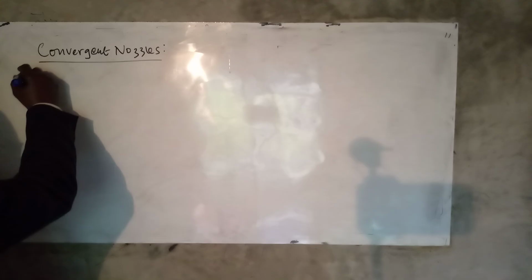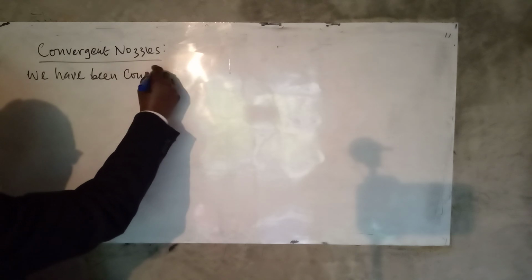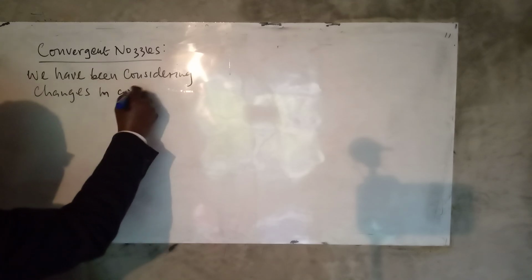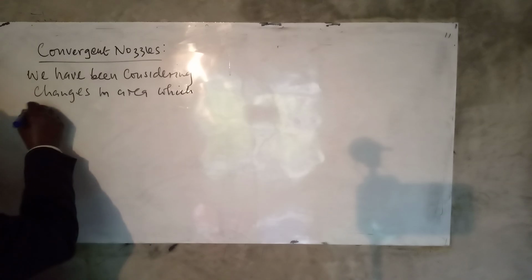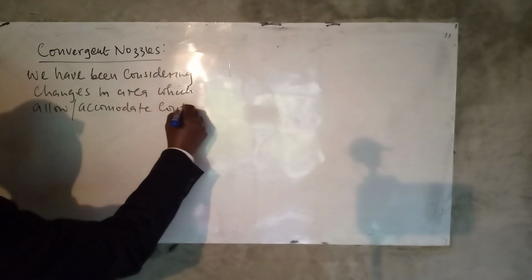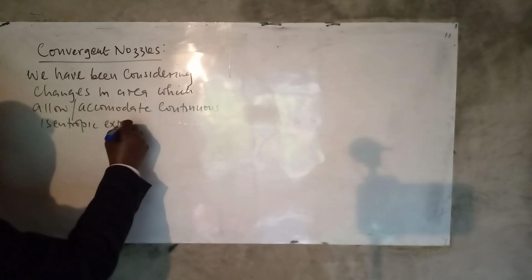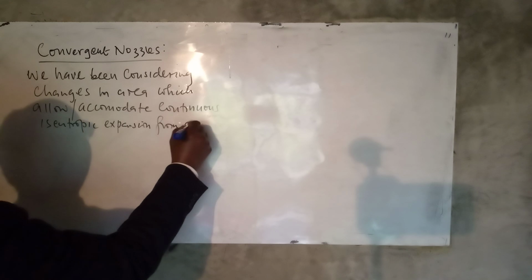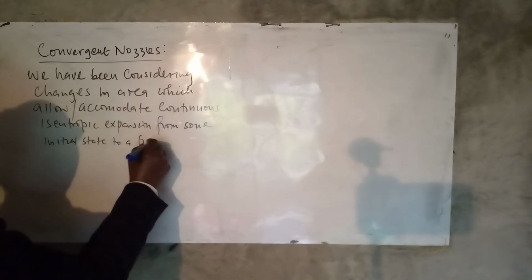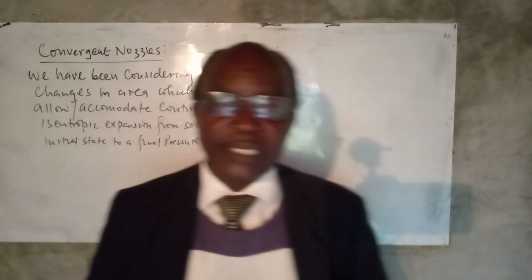That is, we have been considering changes in area which allow or accommodate continuous isentropic expansion from some initial state to a final pressure. And so we can illustrate what we are saying diagrammatically.